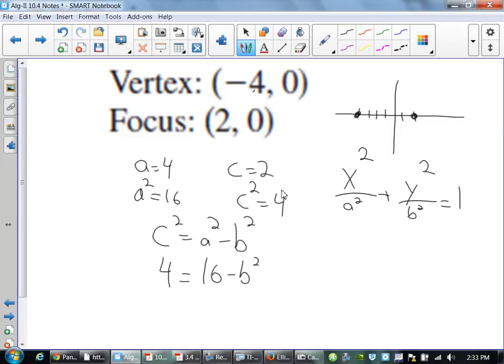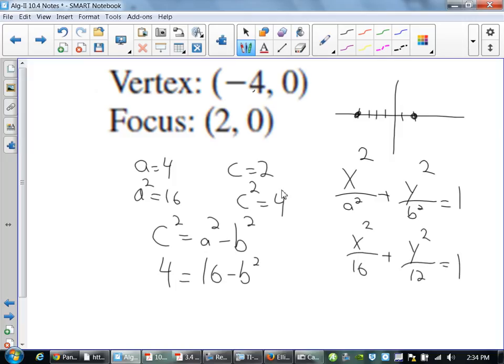So it's just going to be, super convenient, x squared over 16 plus y squared over 12. Oh no, Mr. Murphy, that can't be 12. Basically think of it this way, when you're trying to solve for the B value or the A value, 16 minus 12 is 4. Oh, because it's a negative. Yep. And then you add it.